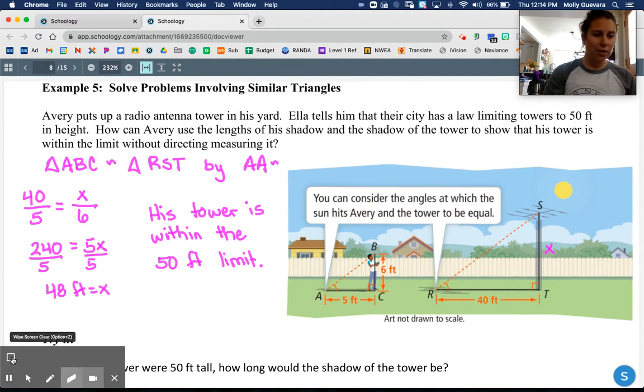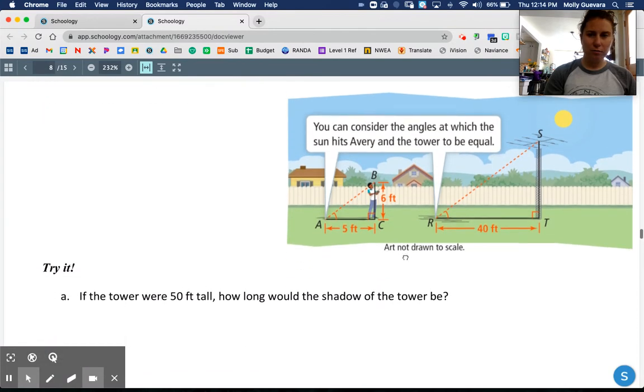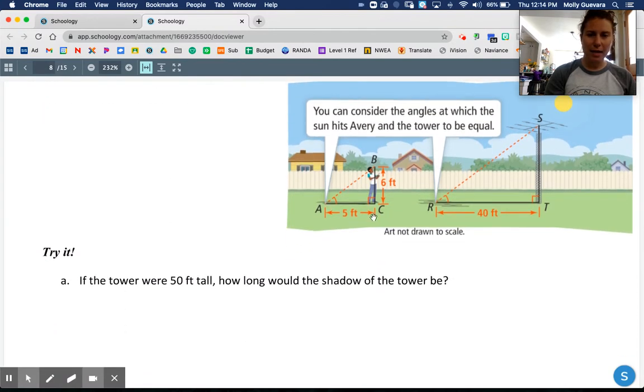Okay, you guys are going to do a try it. I'm going to scroll down. Same image, okay? It says if the tower were 50 feet tall, how long would the shadow of the tower be? So now this is saying we don't know what this is. This is x. And if the tower was 50 feet tall, how long would the shadow be? So same idea, you're going to set up a proportion and then cross multiply and solve. Go ahead and hit pause, do it real quick, and then we're going to check your work here when you hit play.